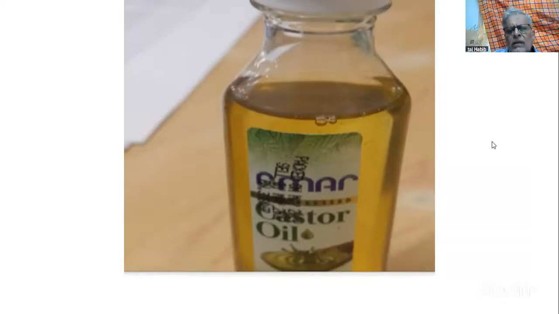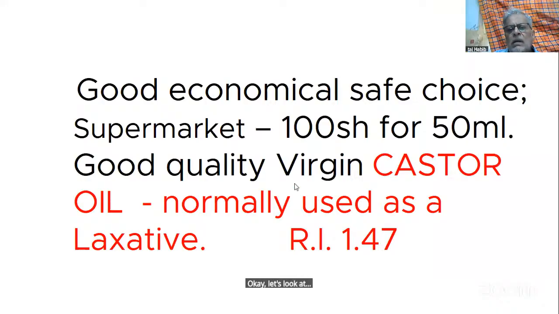Okay, let's look at. So that's the one. It's called castor oil. Castor oil is safe. It will not attack plastic. It won't attack your biro pen. It won't attack any part of your microscope. And it is cheap.